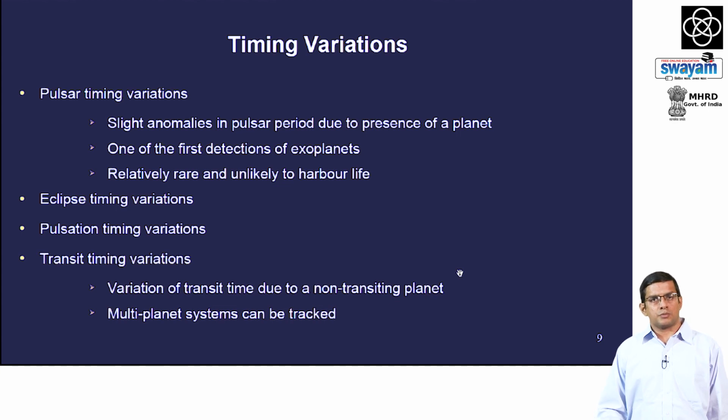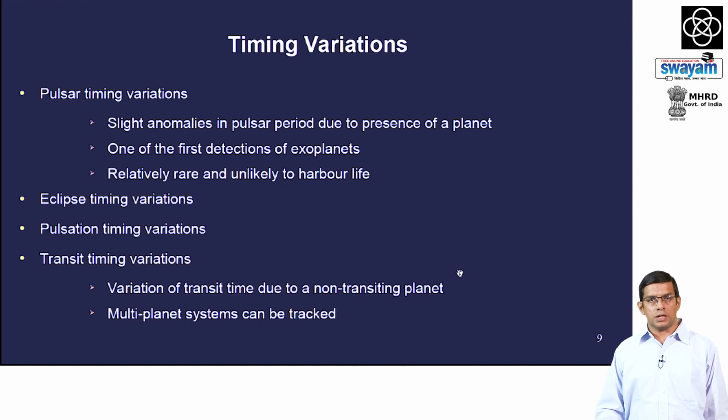Transit timing variations. We shall talk about stellar transits in a little more detail a little later, but when a planet passes in front of a star along our line of sight, there is a so-called transit, or a dip in the stellar luminosity. Now, this is the direct transit method.